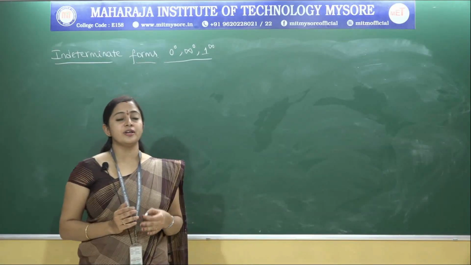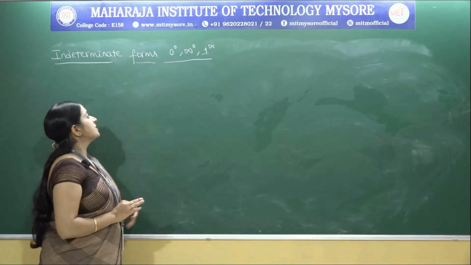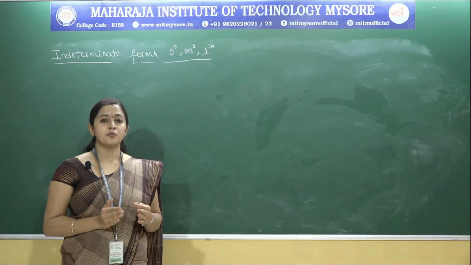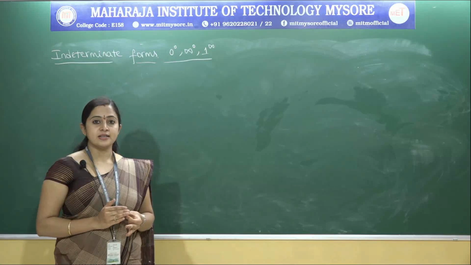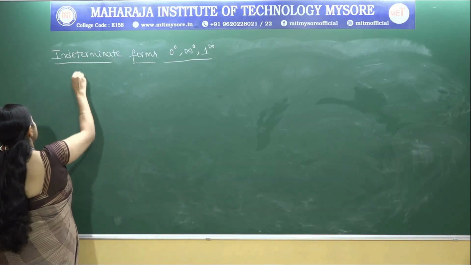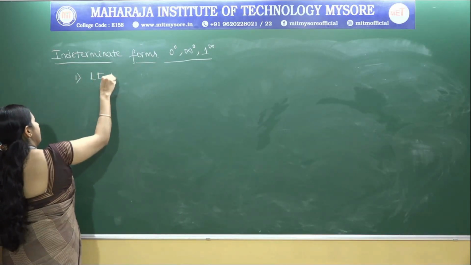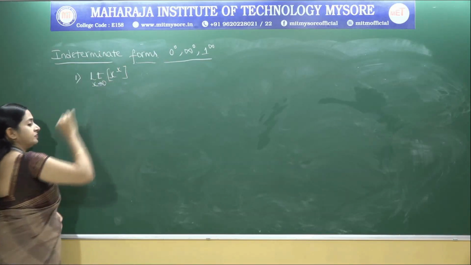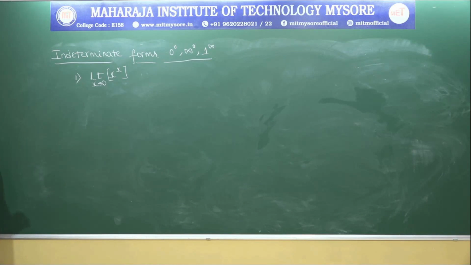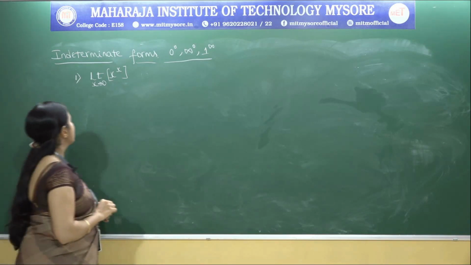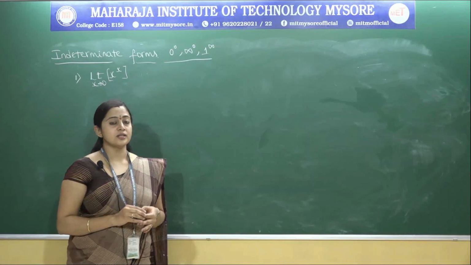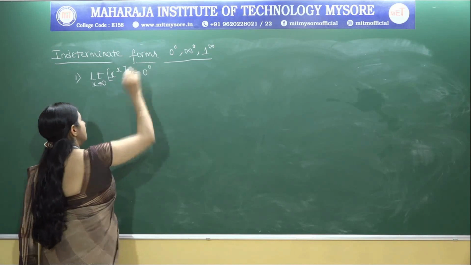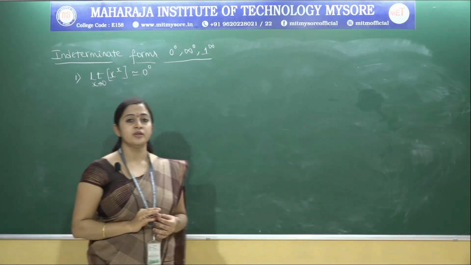So the next forms of indeterminate are 0 power 0, infinity power 0 and 1 power infinity. Then how to solve this problem? Consider the example. I'll take the first one: limit of x power x as x tends to 0. If you apply the limit for this, 0 power 0, you will get the 0 power 0 form.